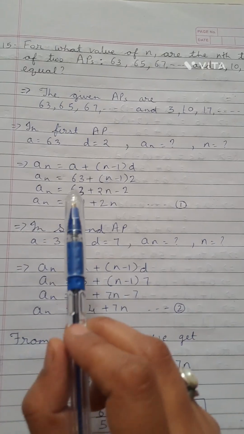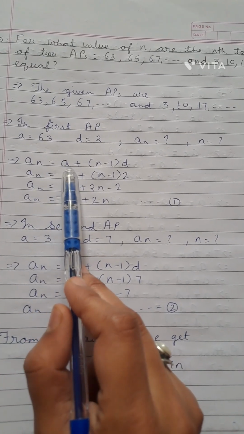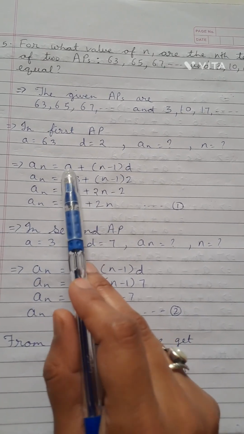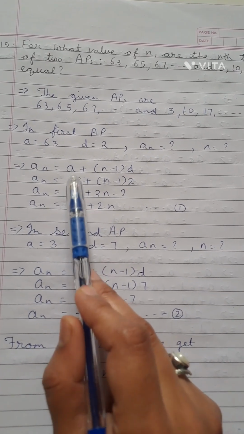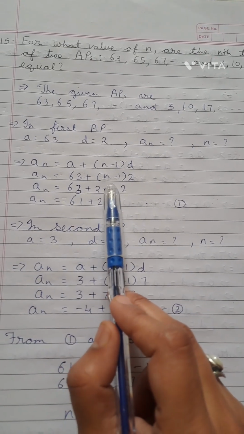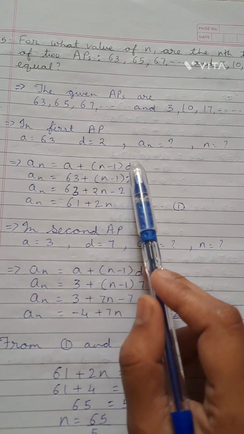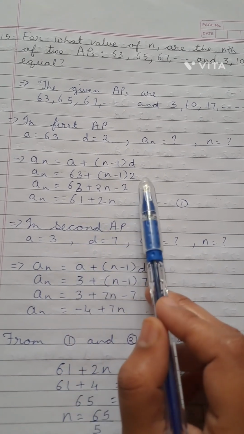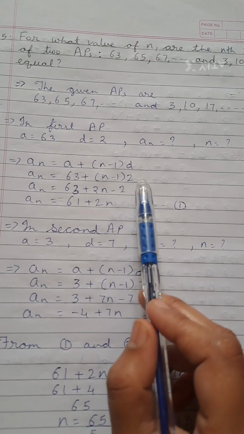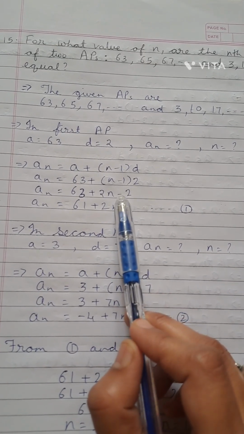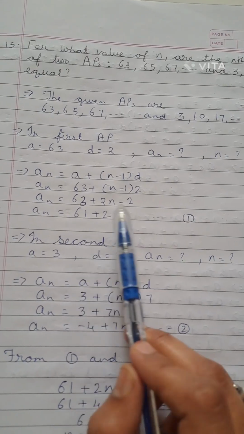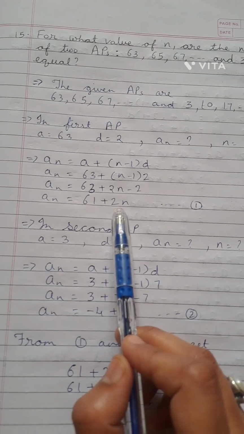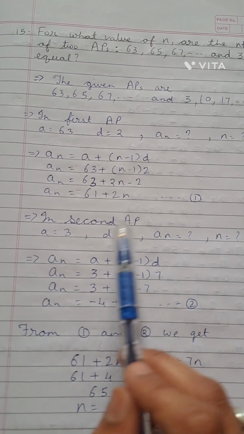So from the first AP we will get an is equal to a plus n minus 1 into d. The value of a is 63, so in place of a we will write 63 plus n minus 1. The difference we got is 2. So an is equal to 63 plus 2 into n is 2n, 2 ones are 2, and plus minus will become minus. So 63 minus 2, what will we get? That is 61. So 61 plus 2n is our first equation.